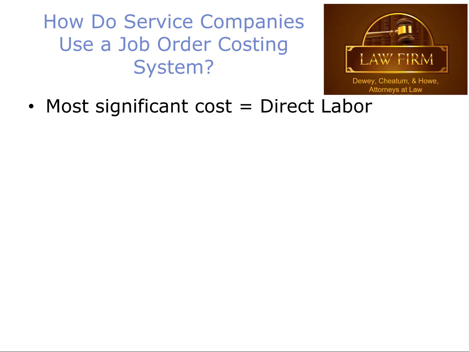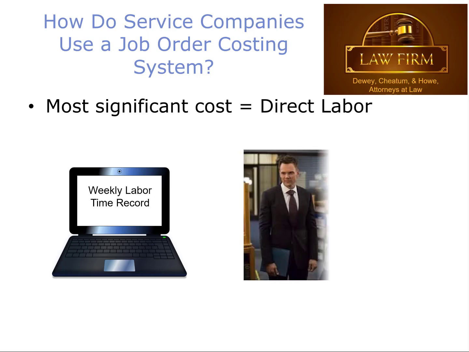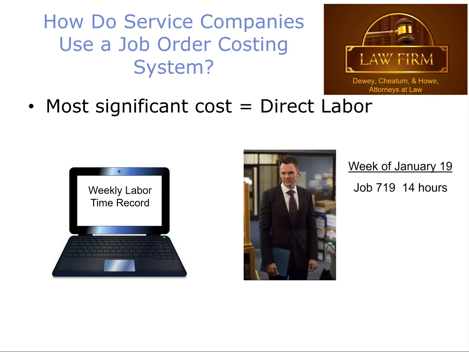Because of this, all the attorneys for Dewey, Cheatham & Howe will record their time on a weekly labor time record, which is tracked electronically. So let's say one of their attorneys, Jeffrey Winger, for the week of May 19th, worked on job 719 for 14 hours and job 720 for 26 hours. And he enters this time information into his weekly labor time record on the computer. So we are going to use job order costing for job number 719 to see how much those 14 hours cost the law firm and how much they should charge.